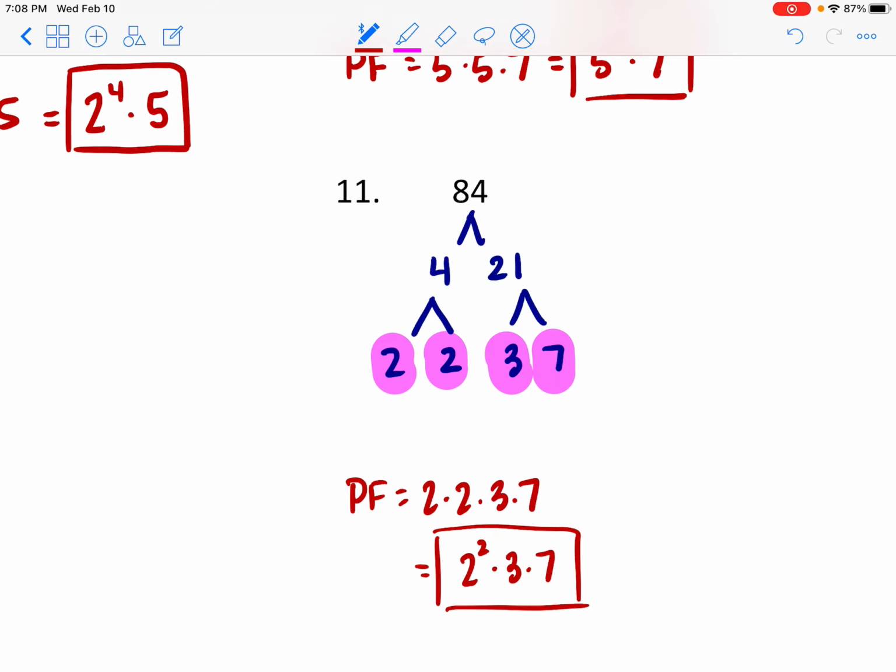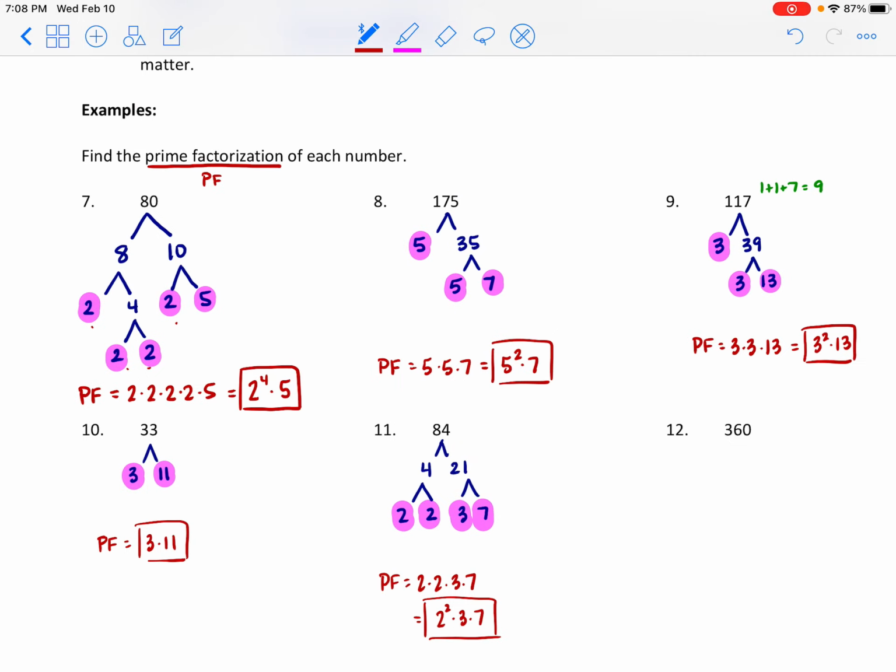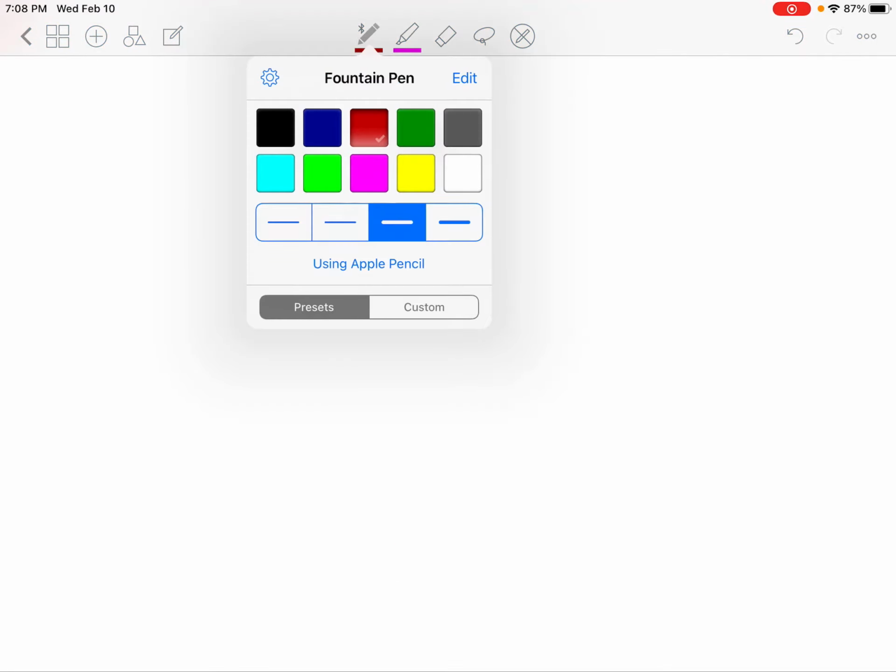Okay, so I've got one more example. Again, if you feel confident, then pause the video and give it a try. This is a bit of a larger number, but I think you can do it. So pause it, try it out, and then come back and see if you got the same thing I'm getting here. Otherwise, let's see. 360.